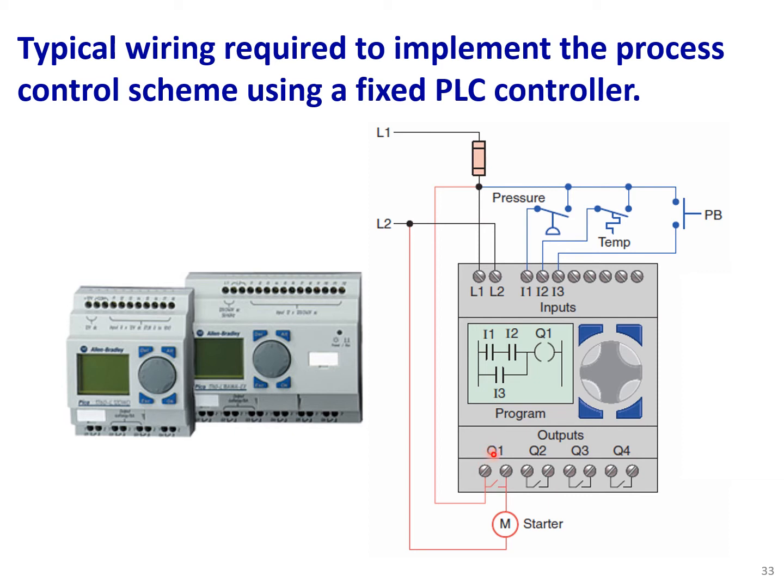They usually use Q instead of O to avoid confusion with 0, because that O could be mistaken for 0. To avoid that confusion, they usually use Q instead of O for the output. So we have Q1, Q2, Q3, Q4, but in this case we only have one output, which is the motor starter, and it is connected to Q1.